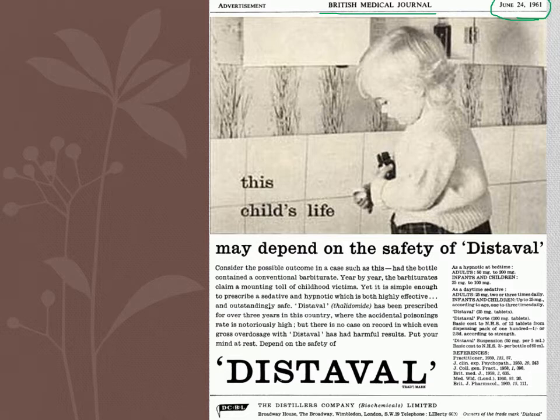So this ad touted a new medication that was used to treat insomnia. And the cool thing about this was that this medication would not be fatal in overdose, so you don't have to worry about these accidental poisonings of children. They were saying this is going to be a great new option. And so people were really excited to have a medicine that wouldn't be dangerous to children.